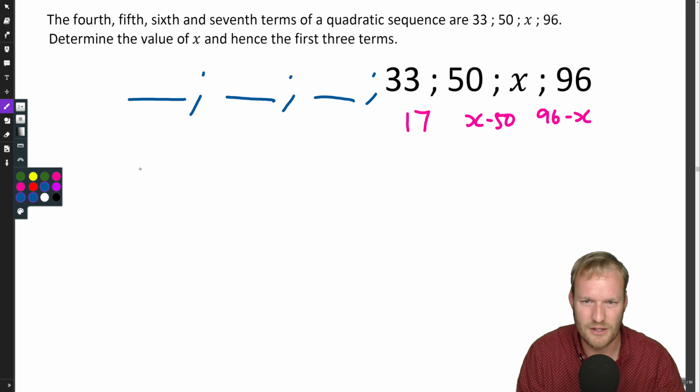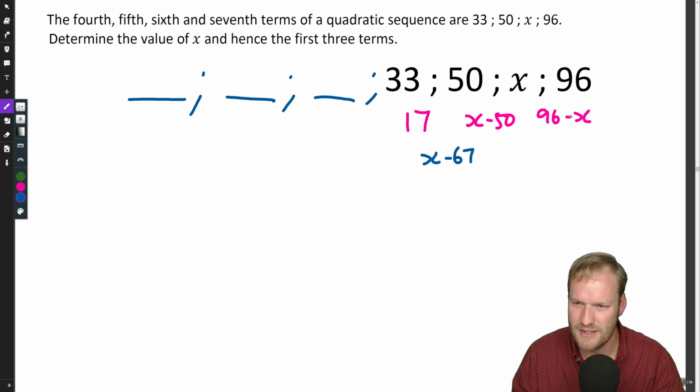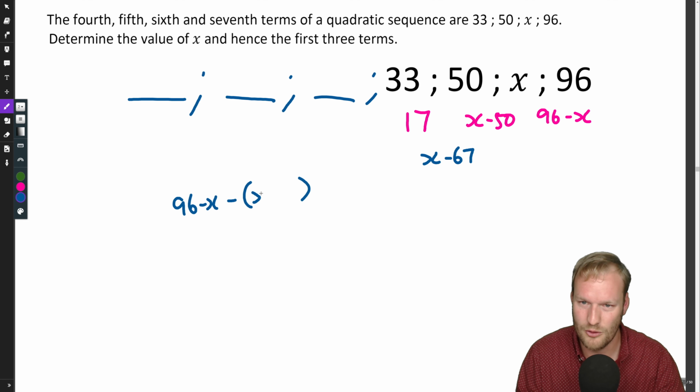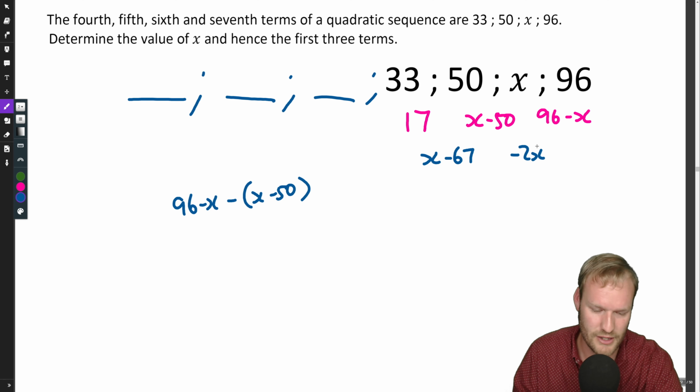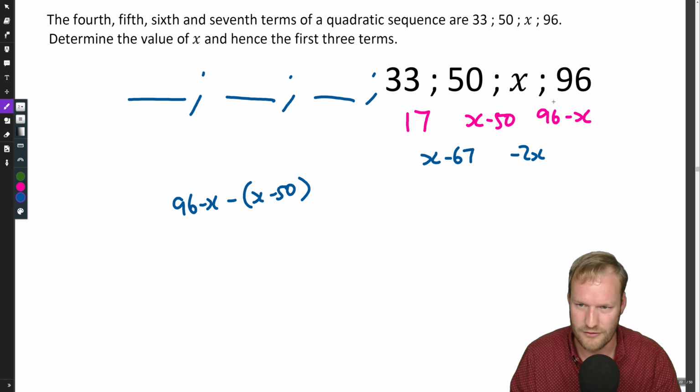Okay, we know that the second difference is constant. So x minus 50 minus 17 is x minus 67. And 96 minus x minus minus 50, because remember that's like 96 minus x minus that whole thing. Or to get from x to negative x is negative 2x, and to get from negative 50 to 96 is 146. Okay, or you just do the algebra over here.